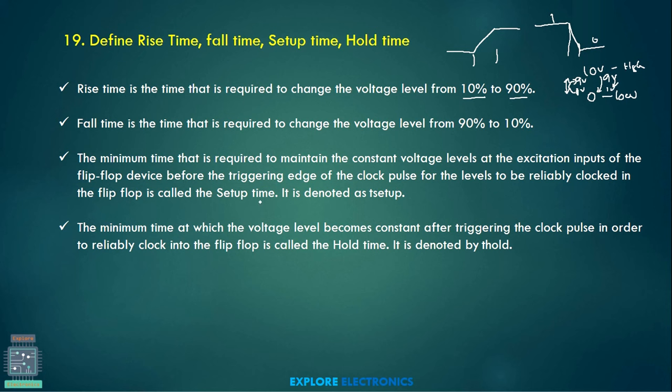And then similarly, setup time is the minimum time required to maintain a constant voltage level at the input of the flip-flop device before the triggering edge of the clock, so that it is reliably clocked in. Setup time, in the sense, is the minimum time a value must maintain its constant voltage. That is represented as T setup. Similarly, we have hold time, the minimum time for which the voltage level remains constant after triggering the clock pulse. Here it is before triggering the clock pulse, and here it is after triggering the clock pulse. That is T setup as well as T hold.